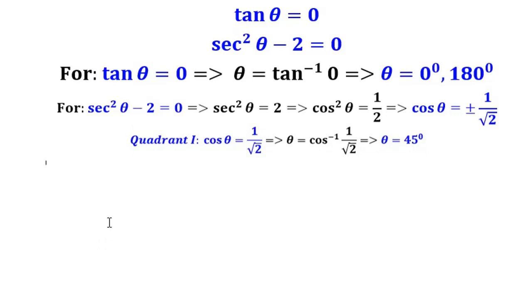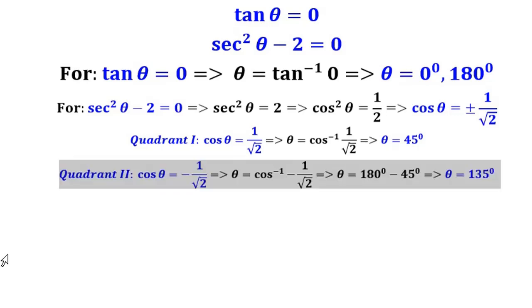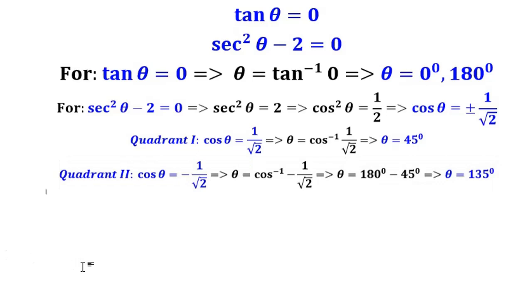So in quadrant 1, cosine theta equals 1 over square root of 2. That is positive. That means theta is cosine inverse of 1 over square root of 2. That is equal to 45 degree. That is in the first quadrant. In the second quadrant, cosine theta is negative. That is negative 1 over square root of 2. That means theta is cosine inverse of minus 1 over square root of 2. That means theta is 180 degree minus 45 degree, which is theta is 135 degree in the second quadrant.